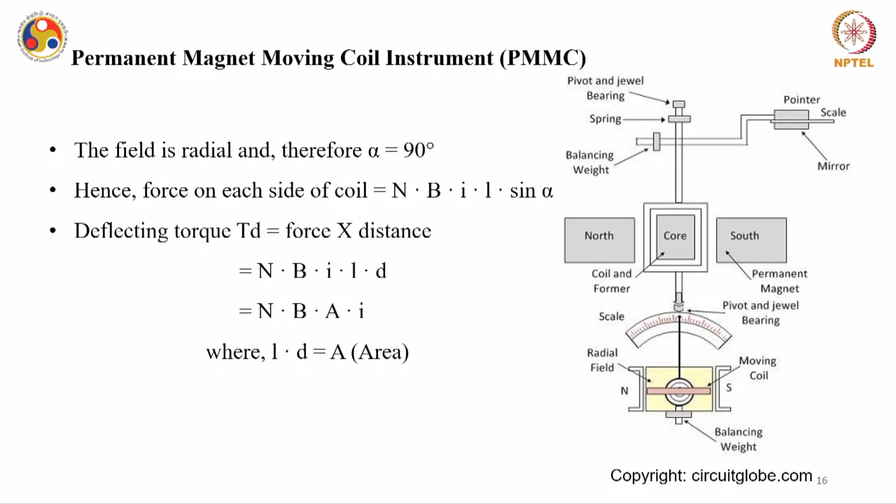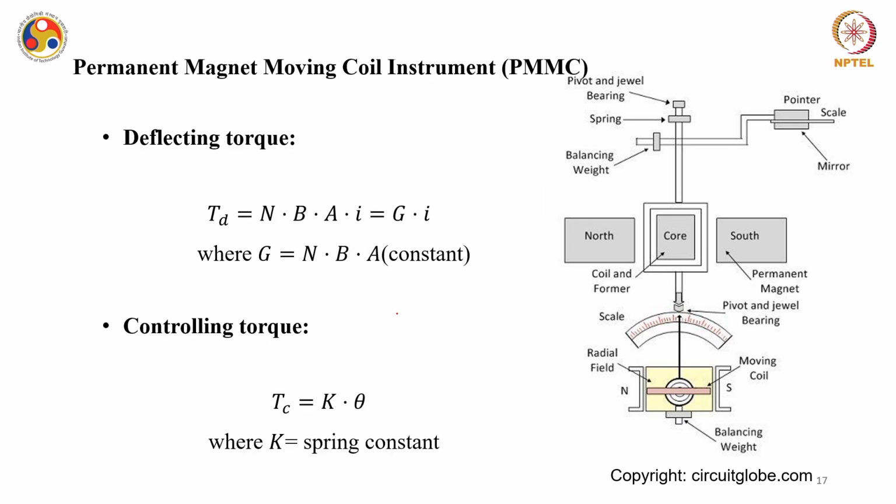For the PMMC instrument, or in general for all other instruments also, what we have done is we have seen its construction, and then we derived the torque equation. For example, for PMMC, we derived this torque equation as N into B into A into I, which carries their respective meaning.